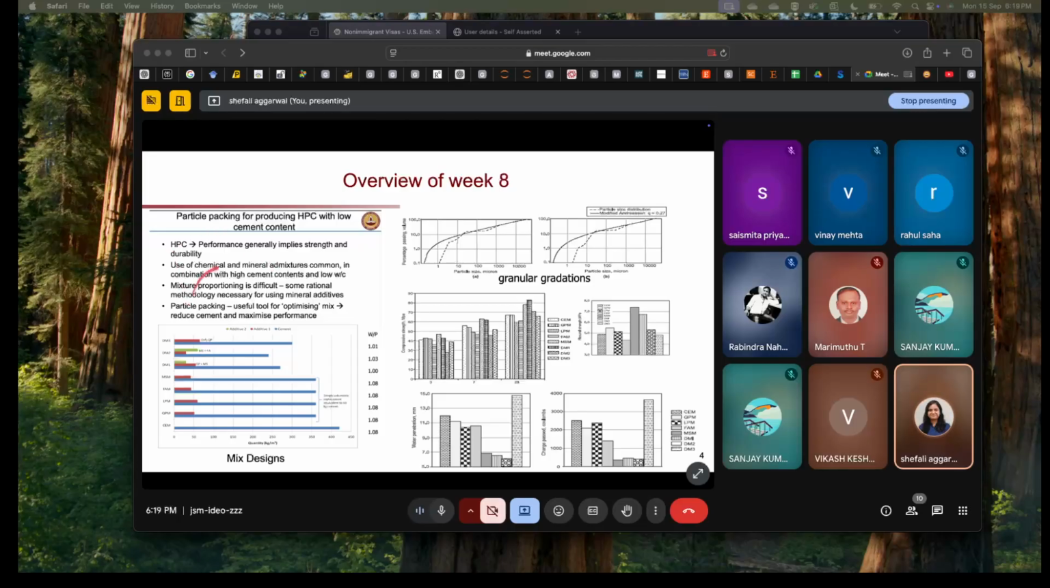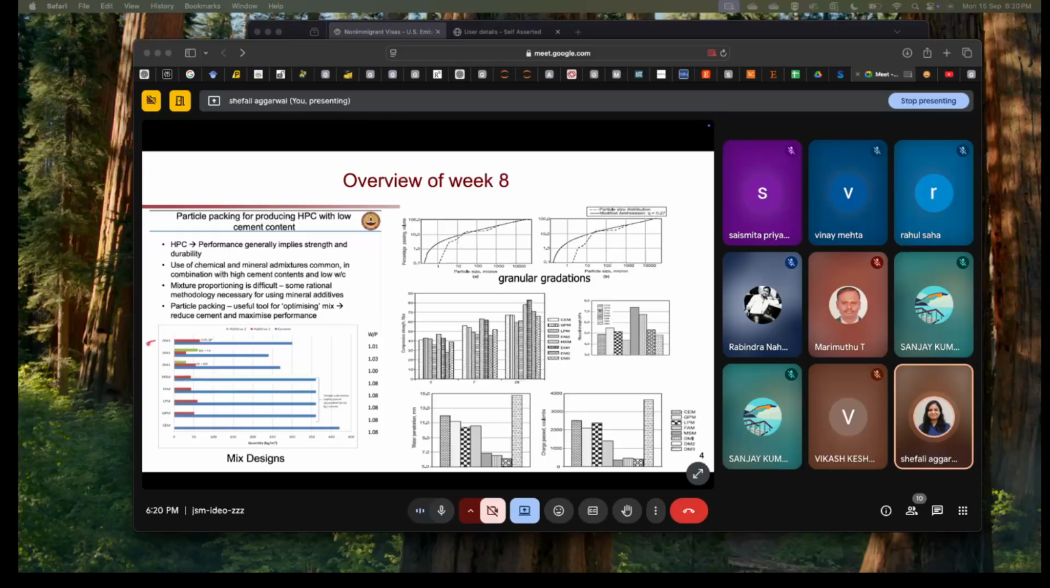But in this case our mix proportioning is not as simple as we have in our M30 or M50 grade of concrete. So some rational methodology is required to use different mineral admixtures or upcoming mineral admixtures like SCMs. One of the important factors to get a good HPC is to use the particle packing system, which will help in reducing the cement content and maximizing the performance. This is one of the researches done by one of the students here.